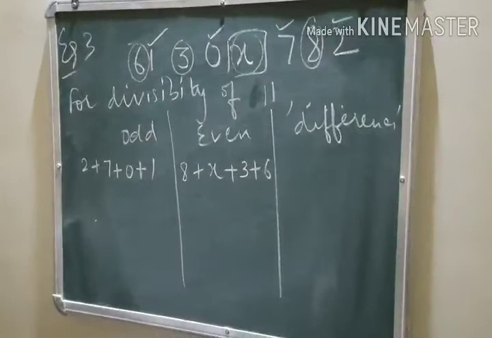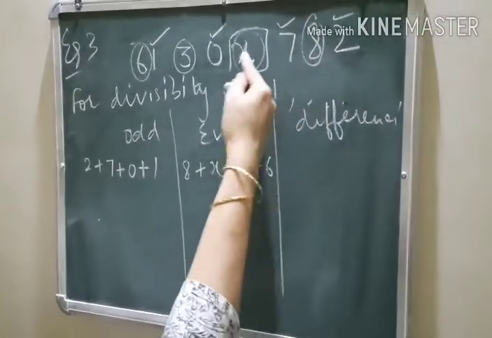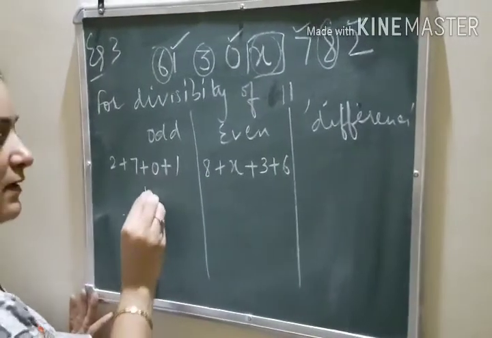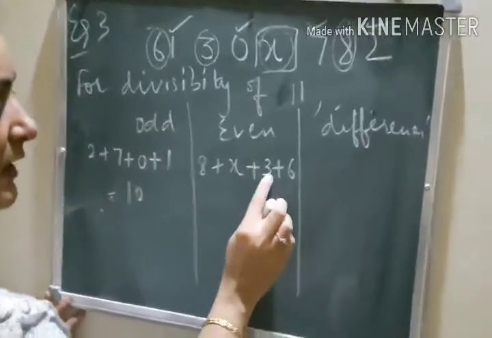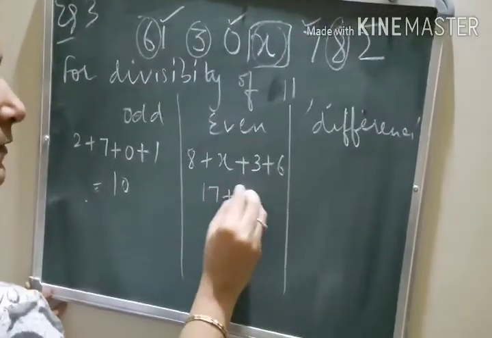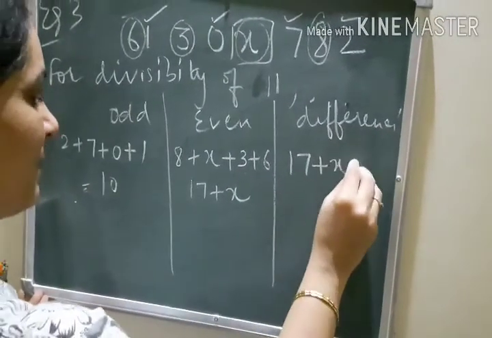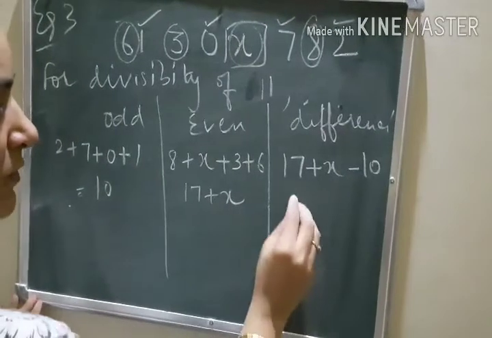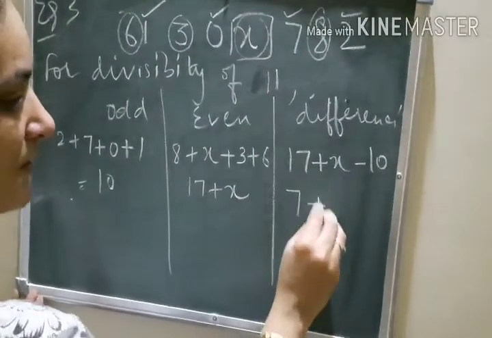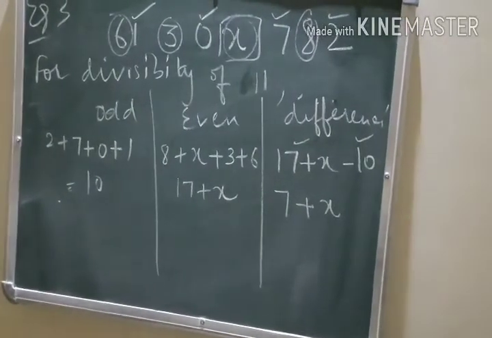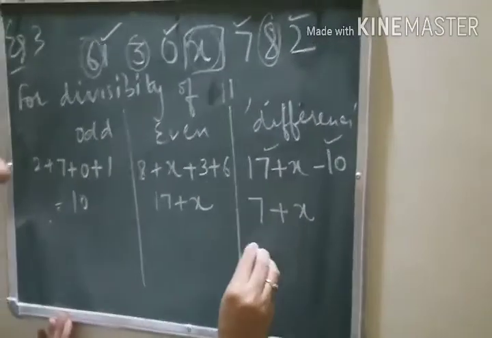Okay, पीछे से odd शुरू करते हैं. Odd, even, odd, even, odd, even, odd, even. Right? So 7 plus 2, 9 plus 1, 10. Here it is 8 plus 3, 11. 11 plus 6, 17 plus x. So when you subtract 17 plus x minus 10, so it would be 7 plus x. 17 minus 10 is 7. 7 plus x.